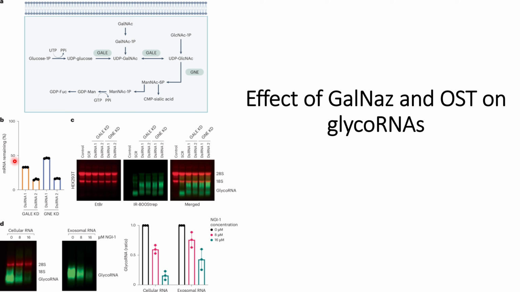First they check the knockdown efficiencies, and they knock down using double stranded RNAs, using 2 RNAs for each. For the GAL knockdown they use 2 RNAs, and for the GNE knockdown they use 2 RNAs, and we can see that the percentage of mRNA remaining after 72 hours of knockdown is quite low, less than 50% for the GAL knockdown, and also for the GNE knockdown it is less than 50%. For one, it is almost equal to 50%.